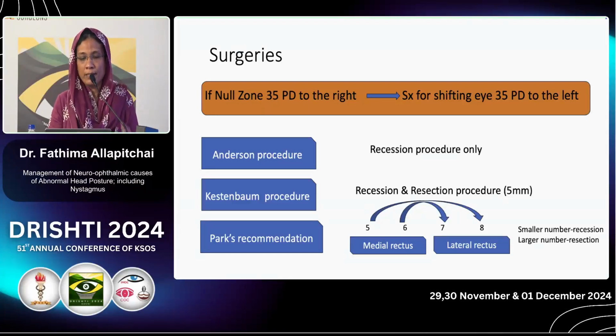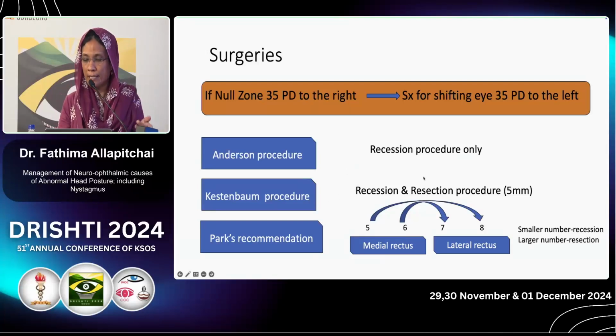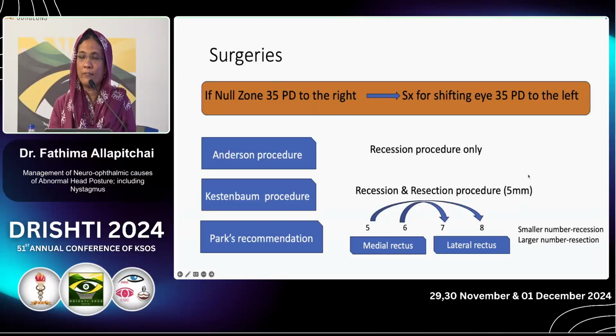Otherwise, the usual nystagmus surgery is to shift the null zone: if the null zone is 35 PD to the right, we have to shift the eyes 35 PD to the left. These are all age-old procedures. The Anderson procedure is recession alone. Kestenbaum is recession and resection; he recommended 5 millimeters, resecting all the muscles. But then Parks felt it would not be suitable, so he came up with arbitrary numbers 5, 6, 7, 8, where 5 and 6 are for the medial rectus.